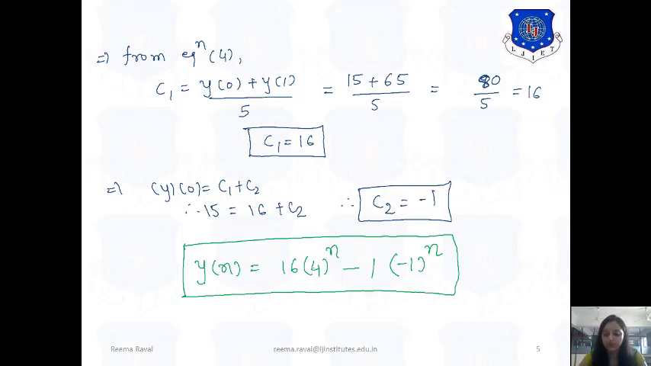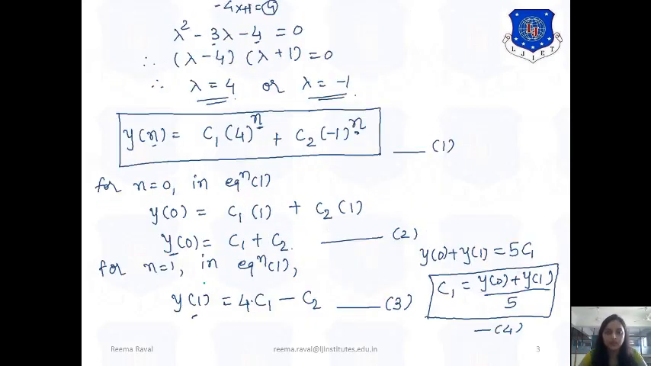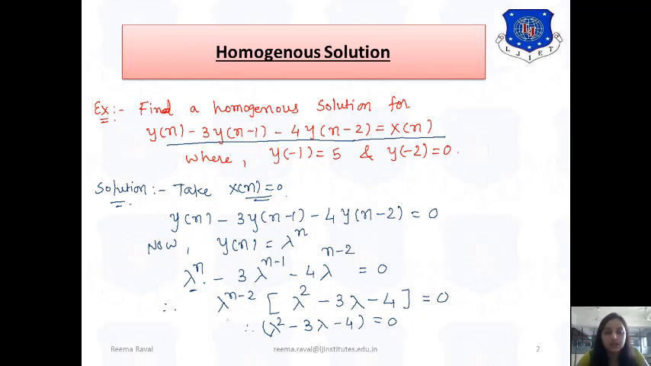Let us revise them quickly. So see, in the homogeneous solution, the equation is given to you like this, and two values are given to you, that is y of minus 1 and y of minus 2. Okay. So first step will be, you have to take x of n equals 0. So by taking this right hand side term 0, we will have y of n minus 3y of n minus 1 minus 4y of n minus 2, that is equal to 0, right?